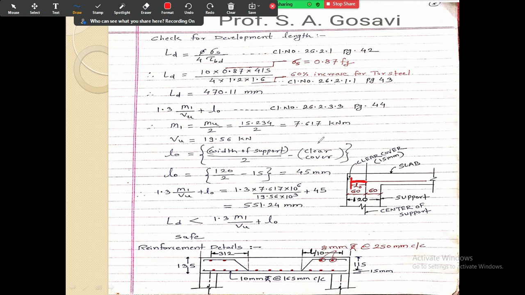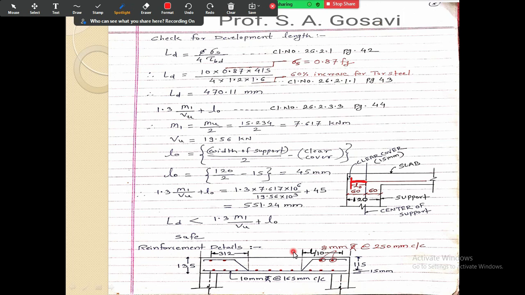Okay, and after taking this check, finally what we do is draw the diagram. This is your reinforcement diagram. This we have already drawn, so now I am not going into the details of this. So in this way we design the slab.